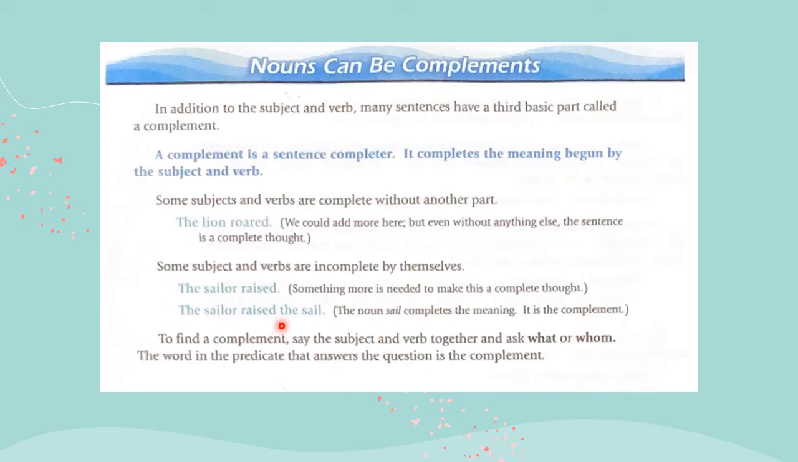The sailor raised the sail. So the noun sail completes the meaning. It is the complement. It's the completer. So we understand what he raised, what he lifted up. It's the sail. So to find a complement, say the subject and verb together and then ask what or whom. The word in the predicate that answers the question is the complement. And you're going to practice with that on page 146, which this is a screenshot of. So you're looking for the word that completes the meaning.